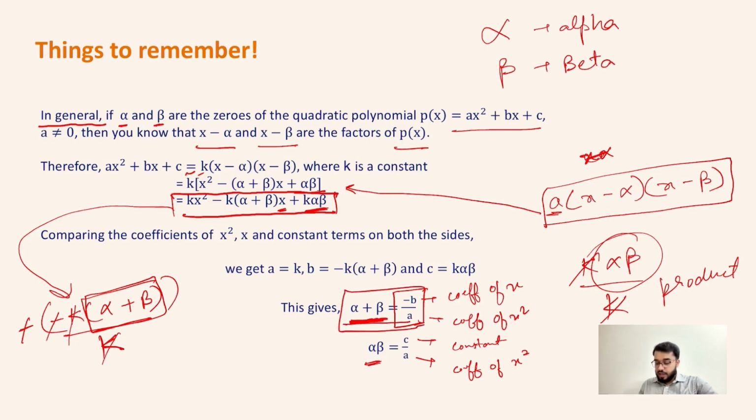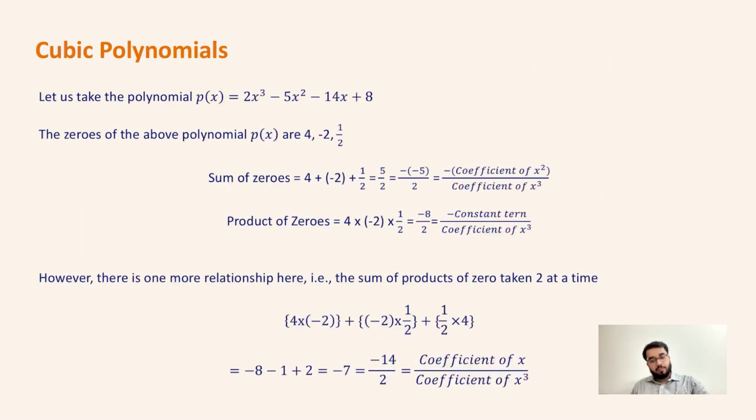So always remember this. A lot of questions would be asked on this. You will be given a polynomial and asked to calculate the sum of the zeros or the product of the zeros. So rather than solving the whole polynomial, you can just calculate it with this formula, minus b upon a, and the product calculated by c upon a.